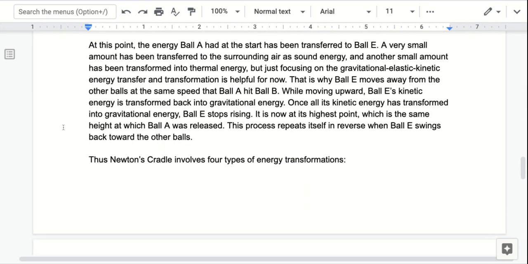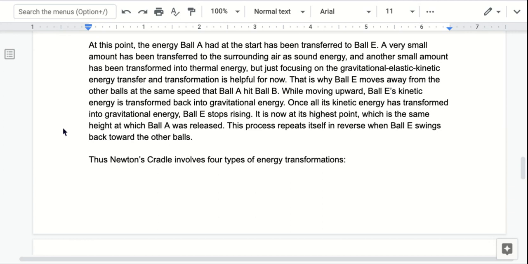At this point, the energy ball A had at the start has been transferred to ball E. A very small amount has been transferred to the surrounding air as sound energy, and another small amount has been transformed into thermal energy. But just focusing on the gravitational, elastic, kinetic energy transfer and transformation is helpful right now.